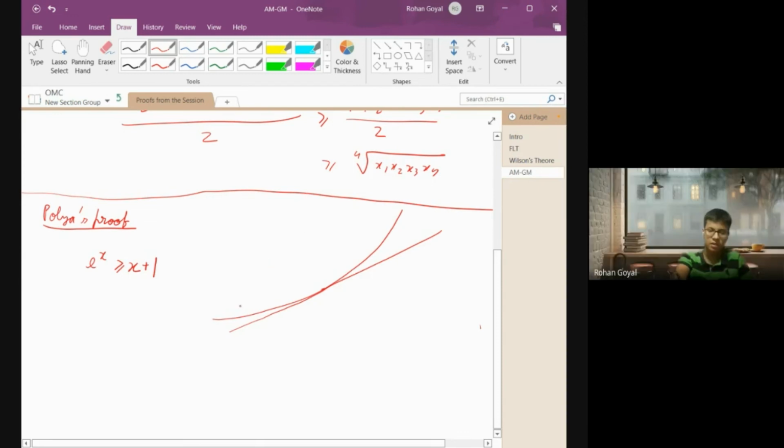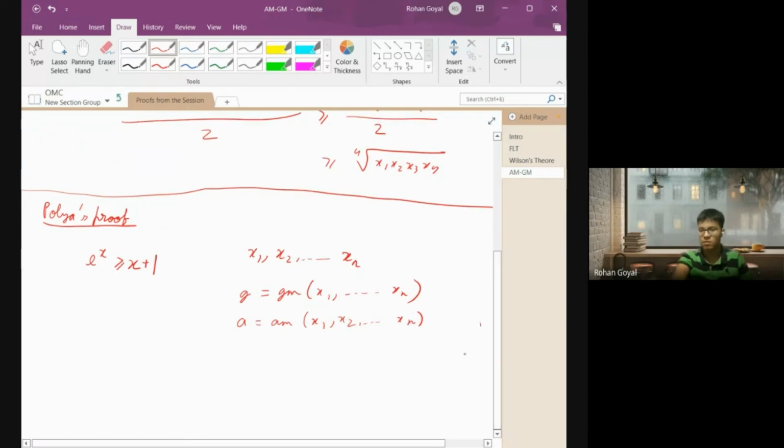No problem. e to the x is greater than or equal to x plus 1. This is an inequality that we have. Okay. Now consider the variables, sorry, I was working with x1, x2, so your variables are x1, x2, up to xn. Let's say g is equal to the GM of x1, x2, up to xn, and a is equal to the AM of x1, x2, up to xn. This is fine, just defining stuff right now.